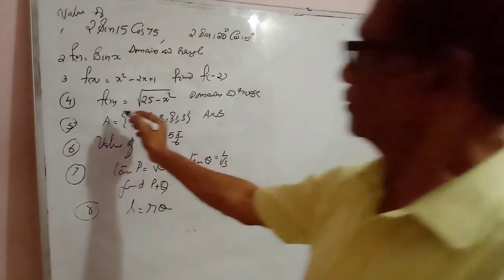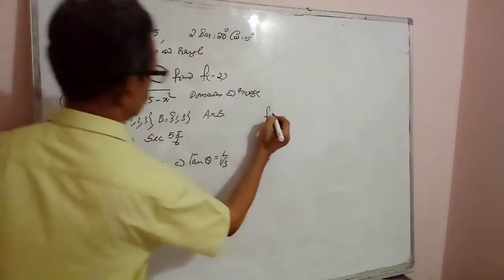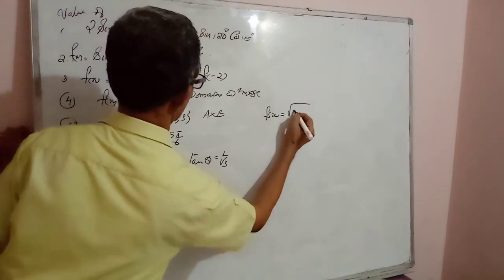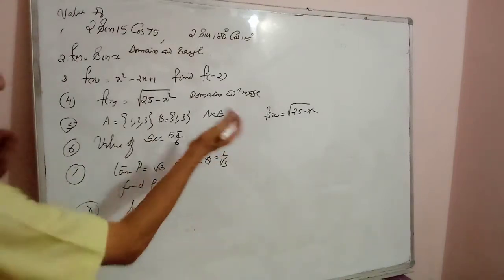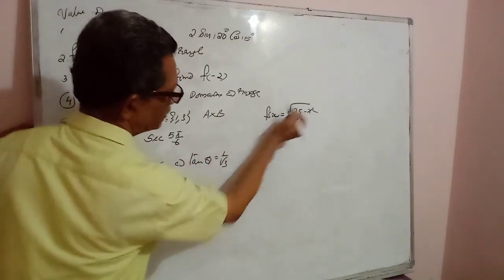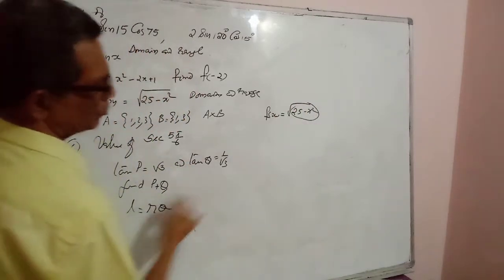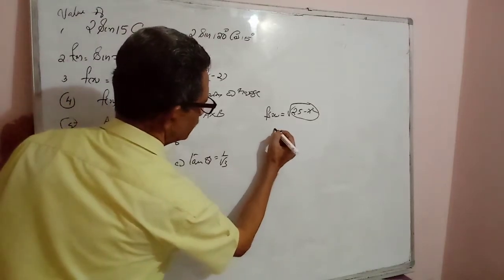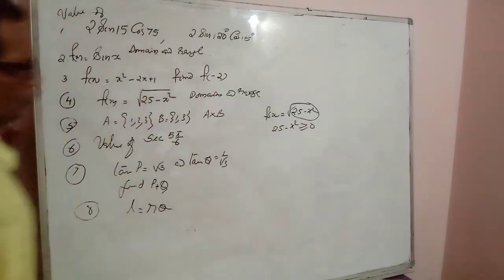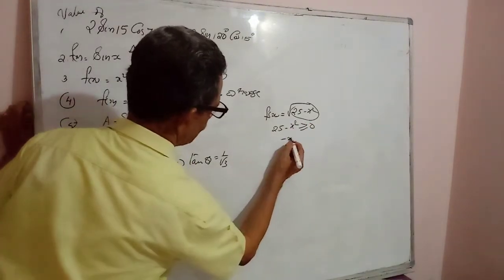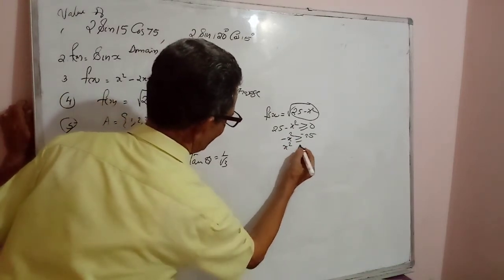Then consider a function defined by f of x is equal to root of 25 minus x square. Find the domain and the range of this function. We have studied this one. How can we find the domain and the range of this function? This function is valid only when this is greater than or equal to 0. So 25 minus x square greater than or equal to 0. That is minus x square greater than or equal to minus 25.